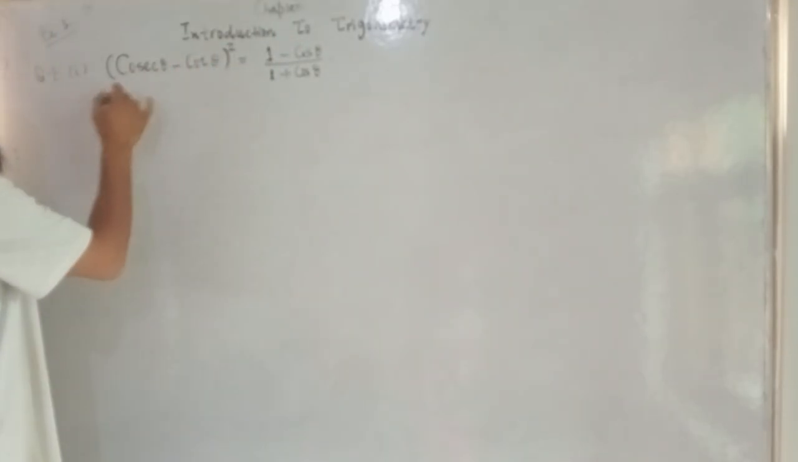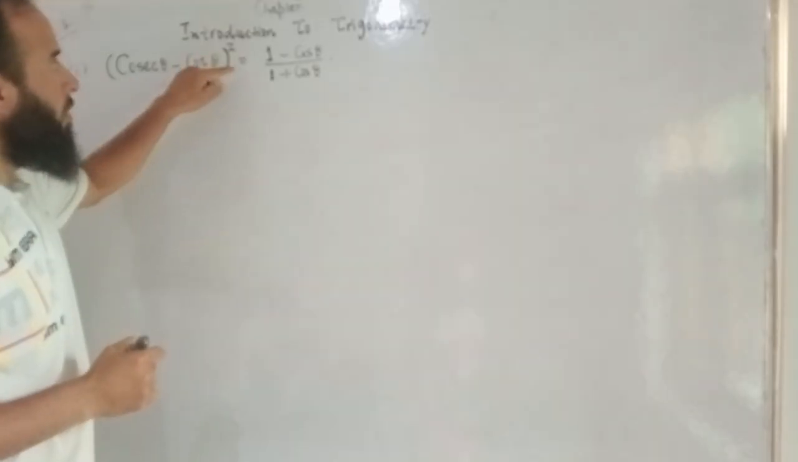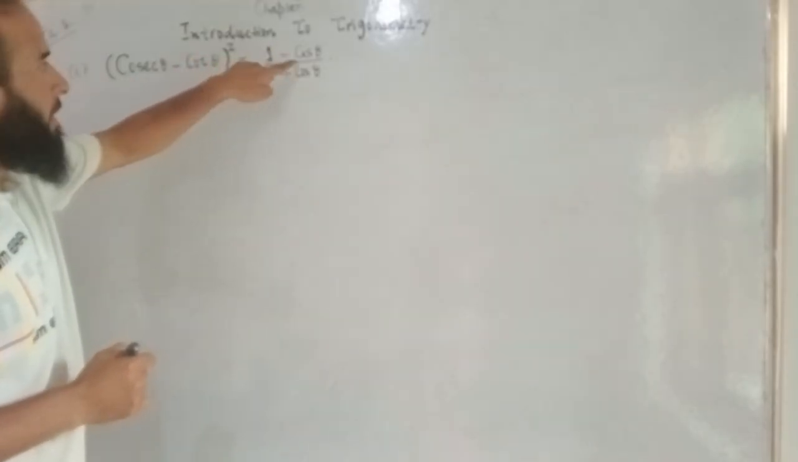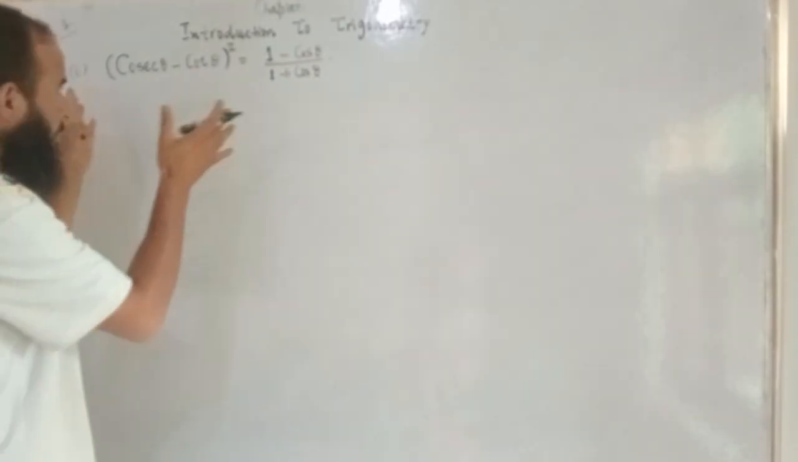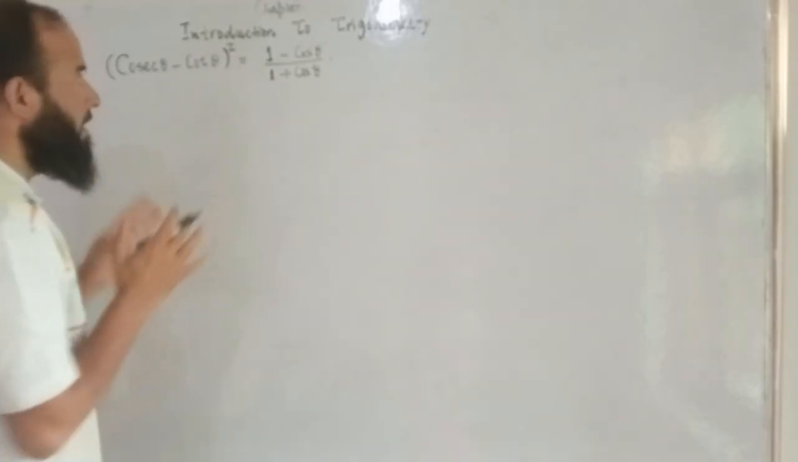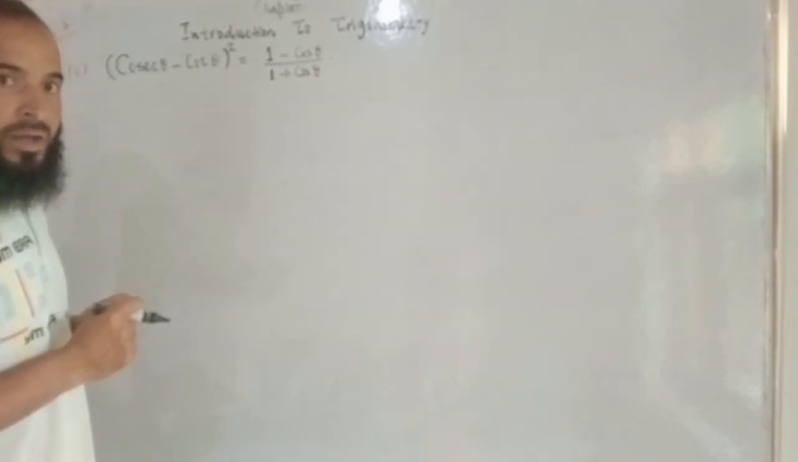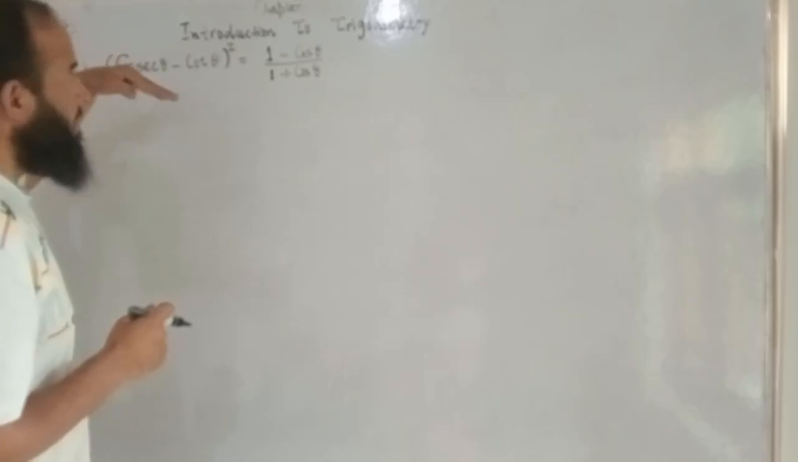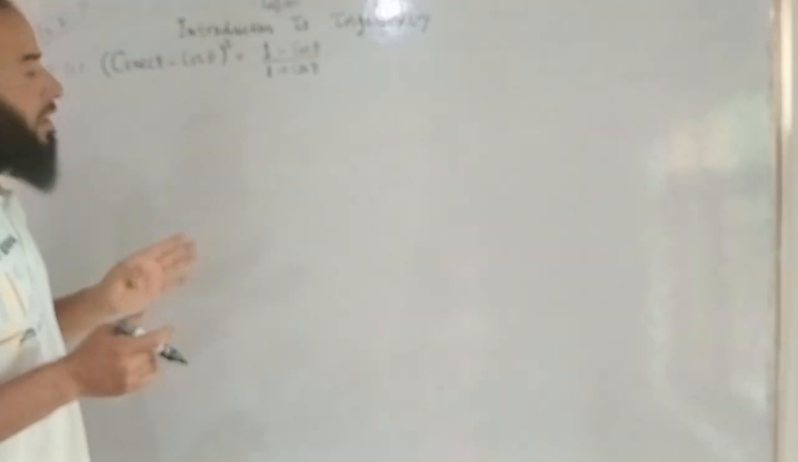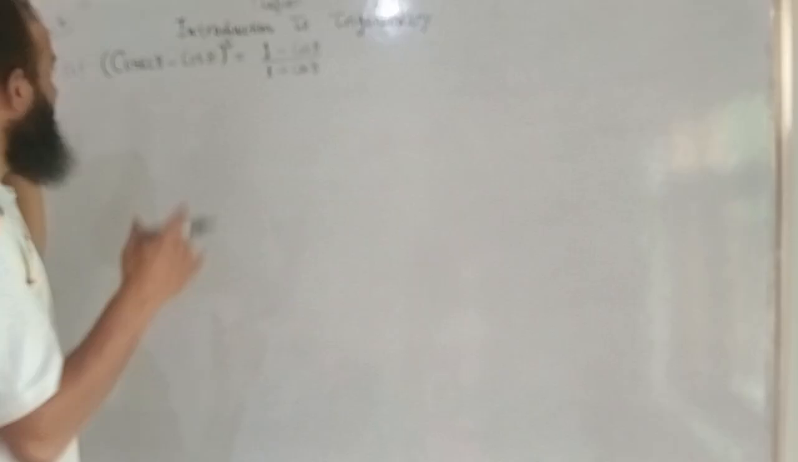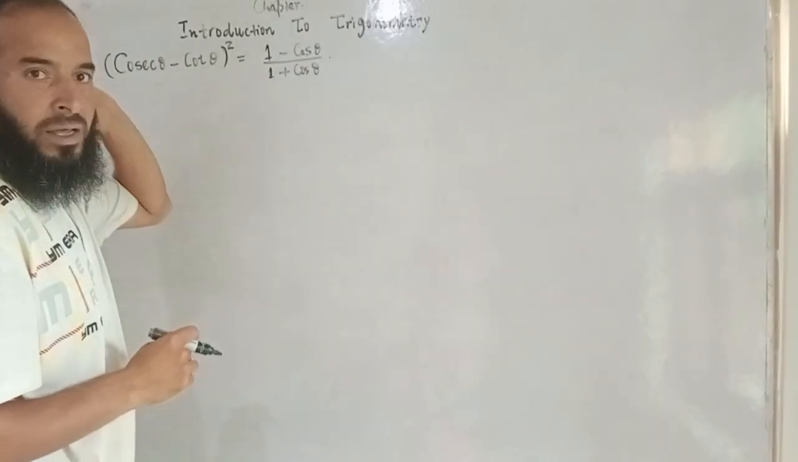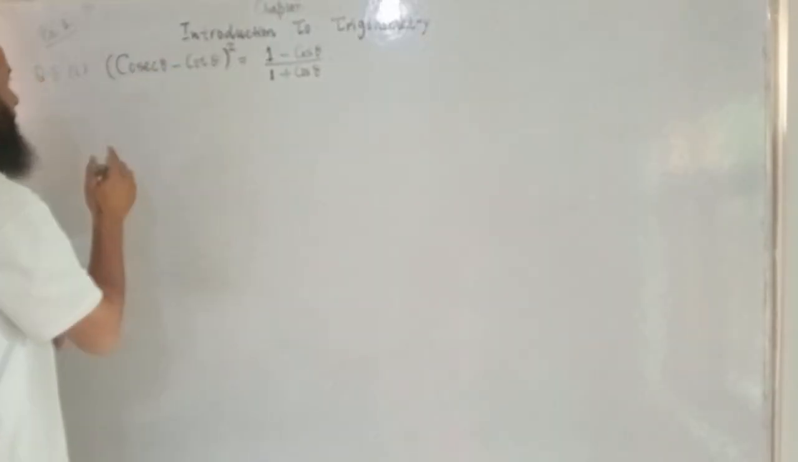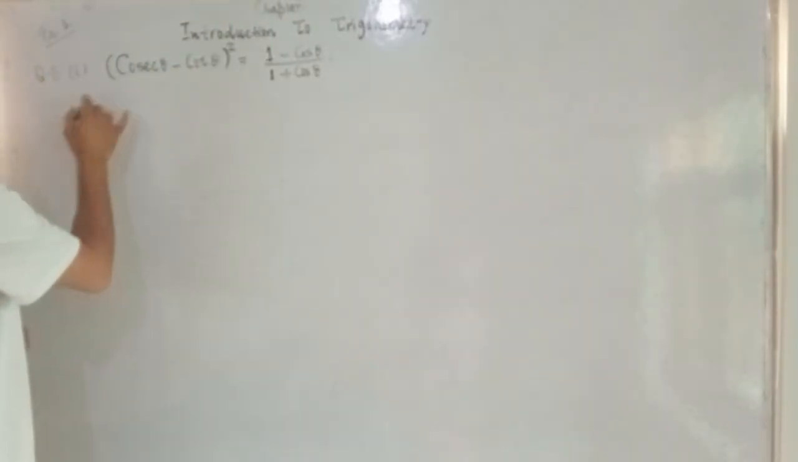The first part is (cosec theta minus cot theta) whole square is equal to (1 minus cos theta) divided by (1 plus cos theta). So how are we trying to solve these identities? We take the left hand side or the right hand side, then we solve it so that the left hand side is equal to the right hand side, or the right hand side is equal to the left hand side. So we will take LHS first.